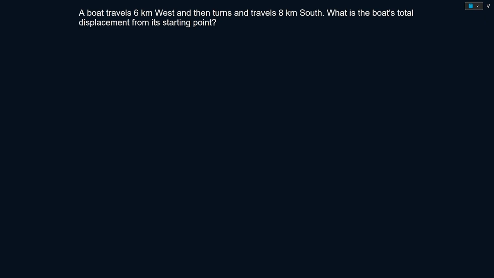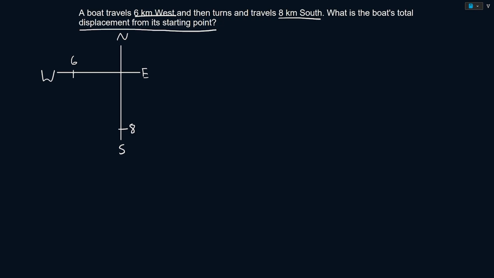A boat travels 6 kilometers west and then turns and travels 8 kilometers south. What is the boat's total displacement from its starting point? The best way to visualize this problem is to graph it. Our boat first travels 6 kilometers west. Then it travels 8 kilometers south. In order to find the displacement from the starting point, we can form a right triangle using its movements to the south and west as the legs, and our displacement will be equal to the hypotenuse.